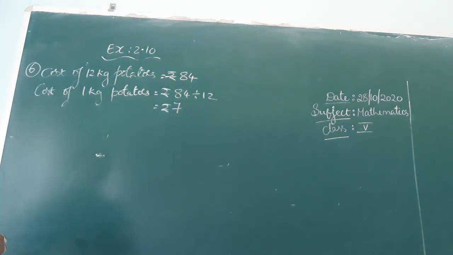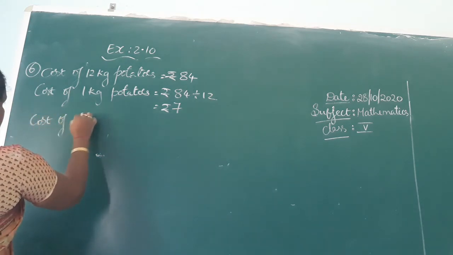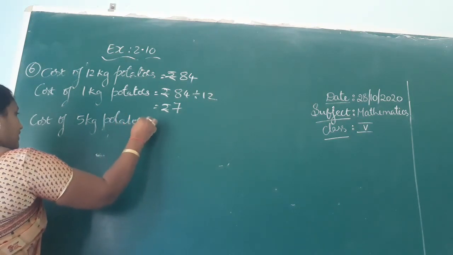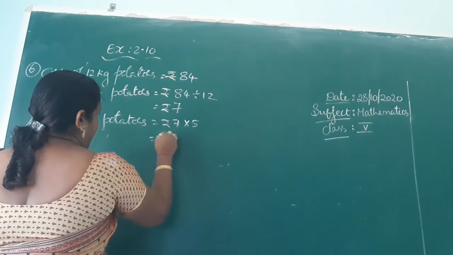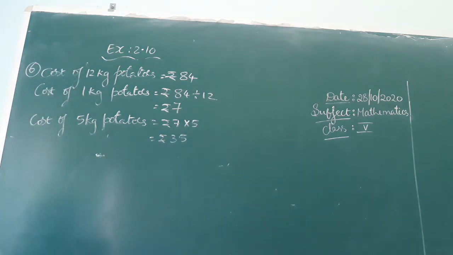They are asking us to find out the cost of 5 kg potatoes. It's nothing but 7 rupees into 5. What is 7 5s? 35 rupees.